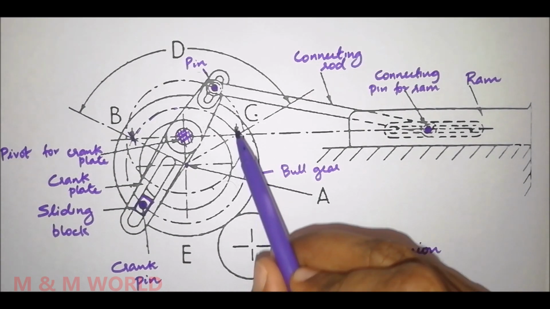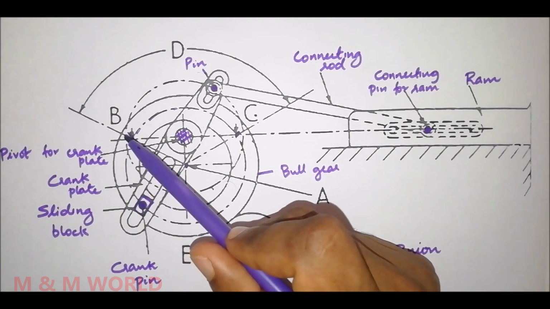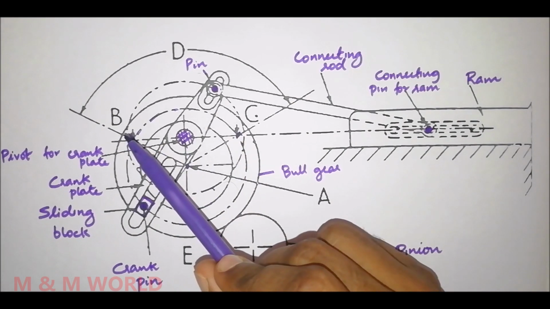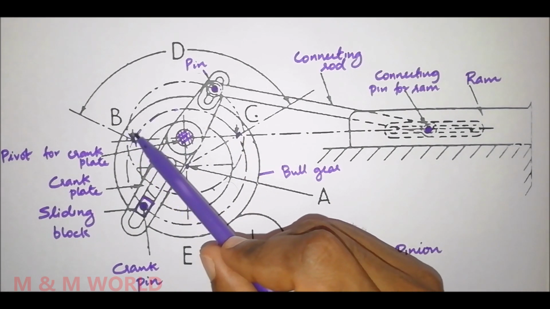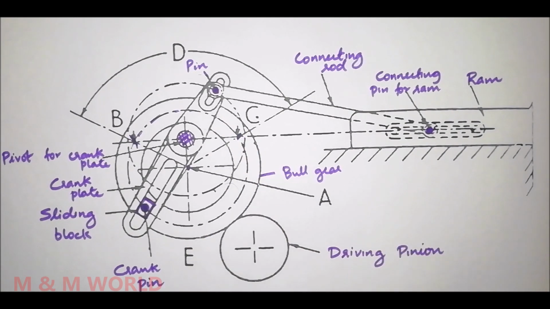So when the crank pin travels from C to B, forward stroke is obtained, and when the crank pin travels from B to C, the return stroke is obtained.